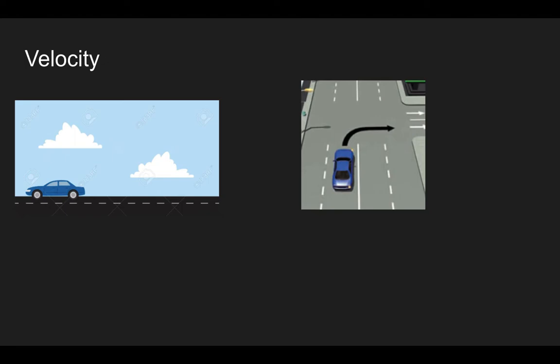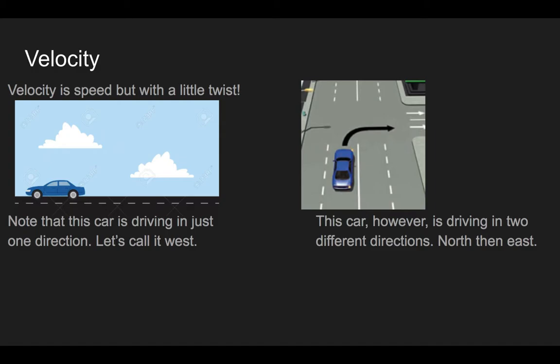So now we learn about velocity and the difference between velocity and speed. So essentially, velocity is speed, but with a little twist. So note that on the left-hand side picture, the car is driving in just one direction. Let's call it west. But in the right-hand side picture, this car is driving in two different directions. First, it's going north, and then it turns to go east.